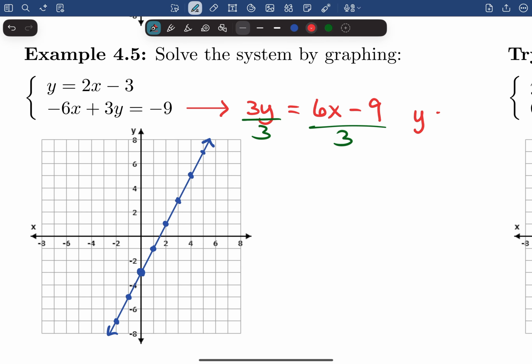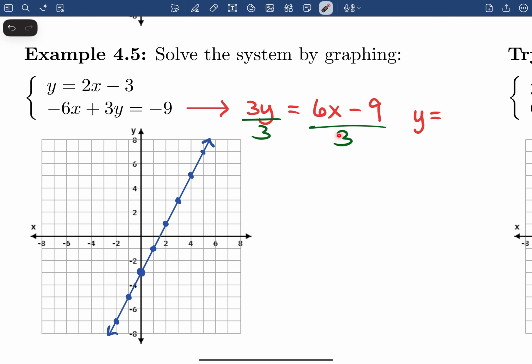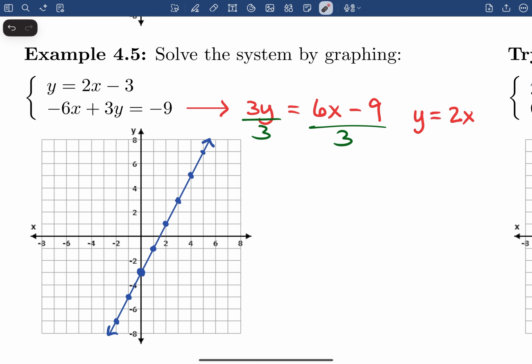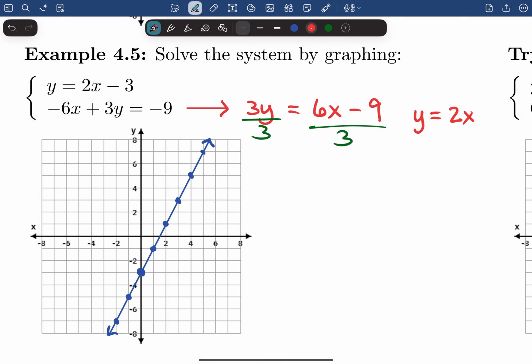And I can clean this all up. So I'm taking 6 over 3, which is 2, right? So I get 2x. And then I'm taking negative 9 over 3, which is negative 3. Great. So I get an equation that says y equals 2x minus 3, and I have to graph it. Okay, I will graph that in red.